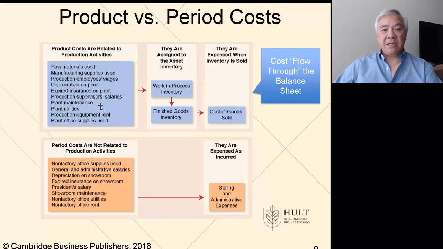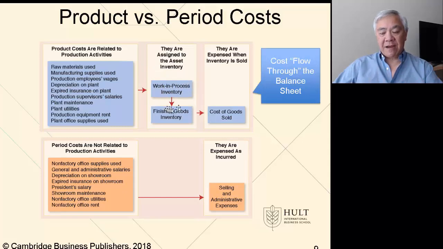Some are direct like raw materials, some are less direct like the janitor that cleans the factory or an engineer that does the work on the production process. They're all necessary for production. So although they're not putting their hands on the product to make it, they are essential for the factory and its operation. So those are called indirect manufacturing costs. Then they're assigned to inventory.